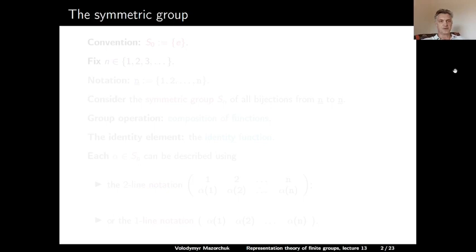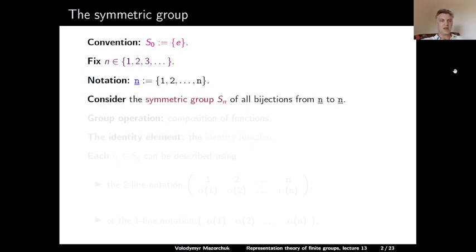We start with some general remarks about the symmetric group. First of all, we will use the convention that the symmetric group for the empty set is just the group with one element. Let n be a positive integer. Denote by n underlined the set consisting of all positive integers between 1 and n. Consider the symmetric group Sn of all bijections from n underlined to itself. The group operation here is composition of functions, and the identity element is the identity function.